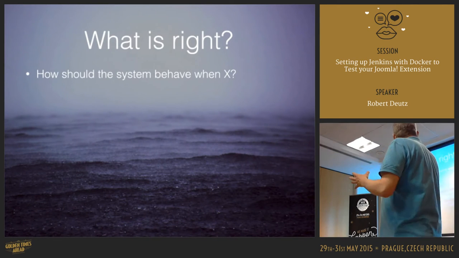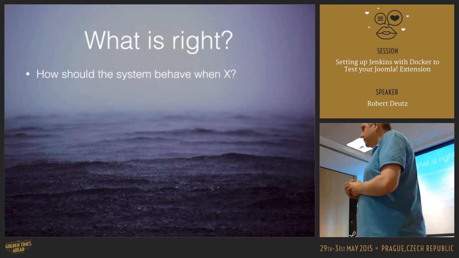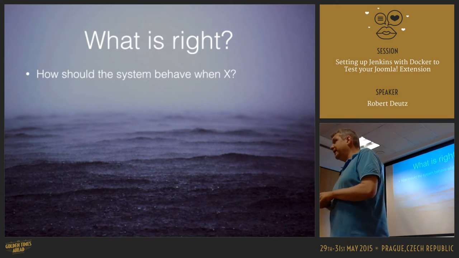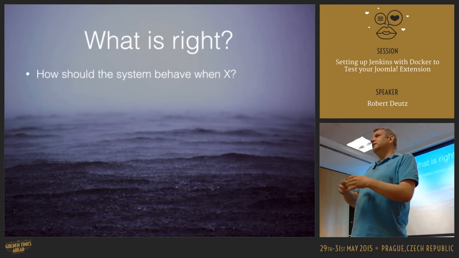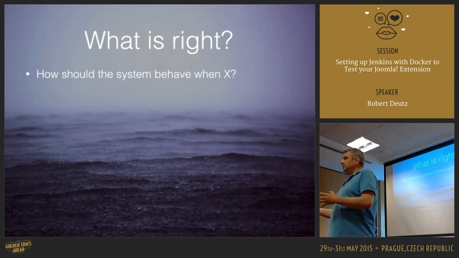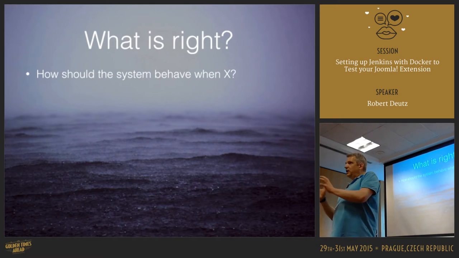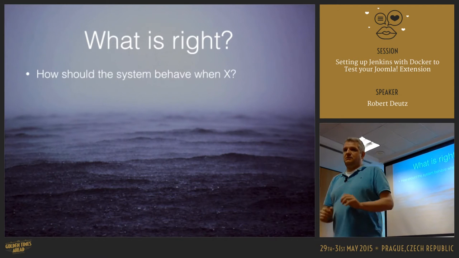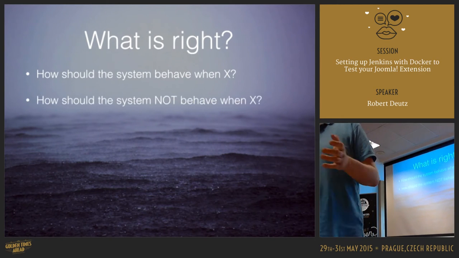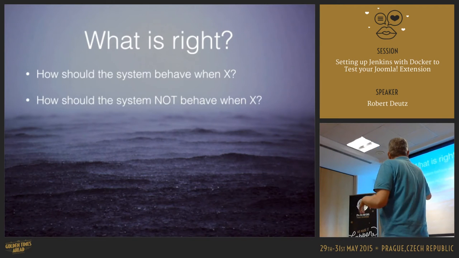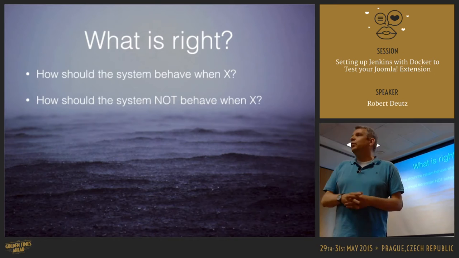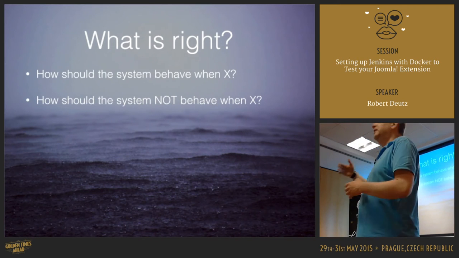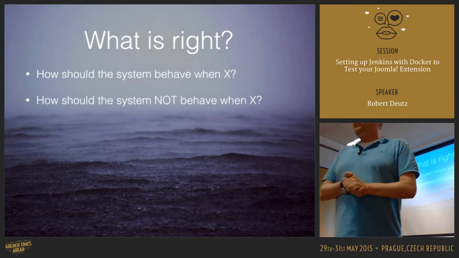That's a problem. What is right? We need a system that tells us, or where we can define, how a system should behave. So what is the right functionality the system or this part of the system has? And the other way around is also very important: how the system should not behave. So that's the why part. What is right, and defining this.